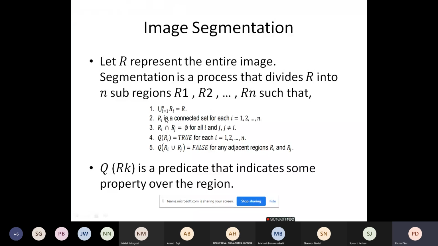So when we say that according to the first condition, the segmentation must be complete, it indicates that every pixel must be in a region. That's why when we unite all those Ri, then only we'll get the complete image, isn't it? That means every pixel must be in a region.